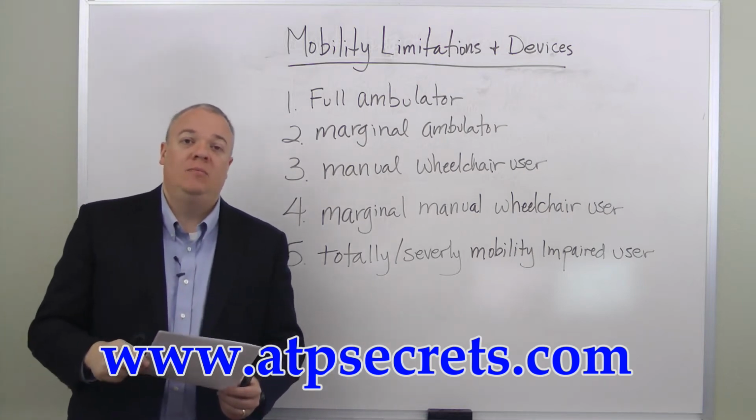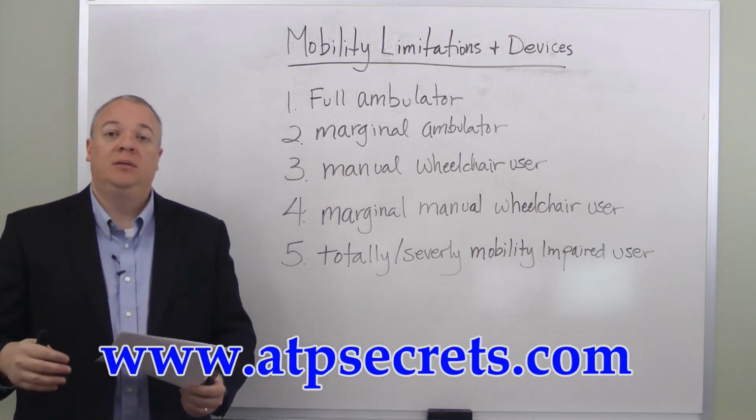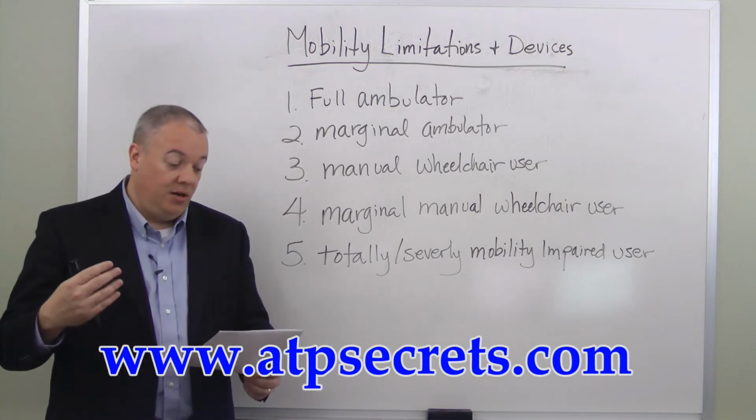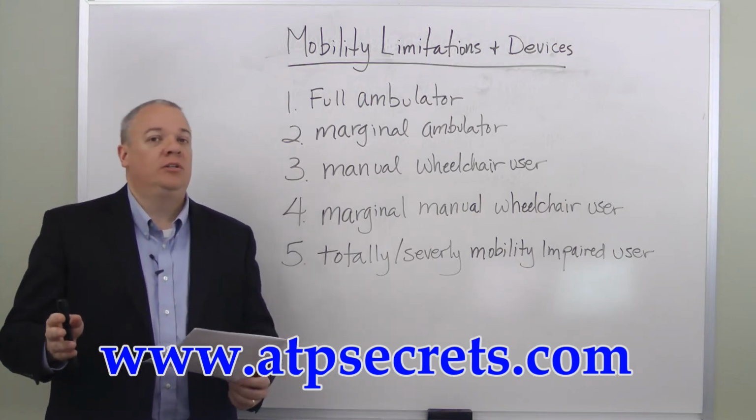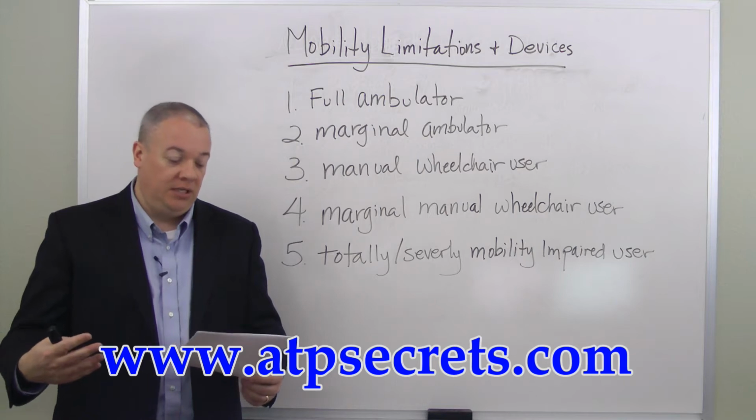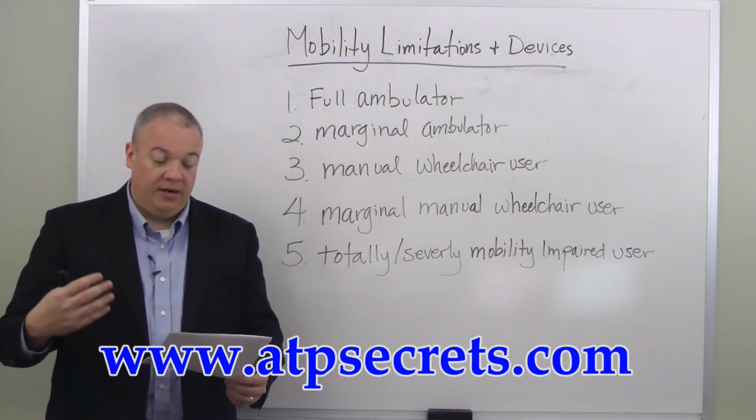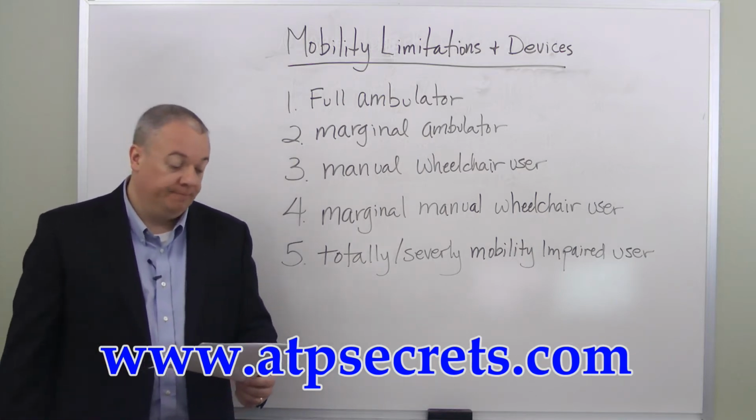So number one is someone who is fully ambulatory, someone who can get around and walk with no limitations whatsoever. If they have no limitations to their ability to get around, to walk around, they are a full ambulator.